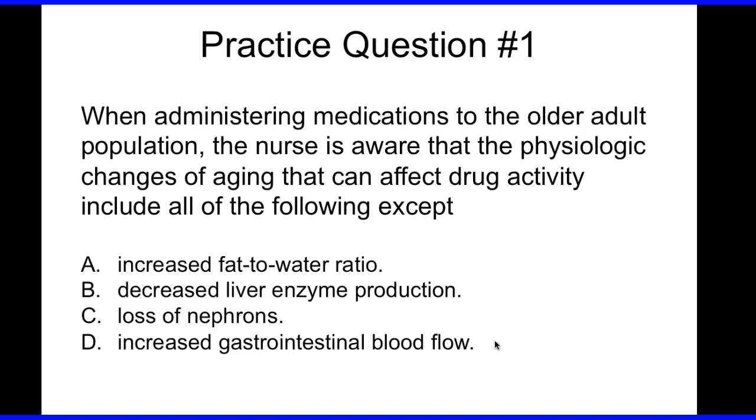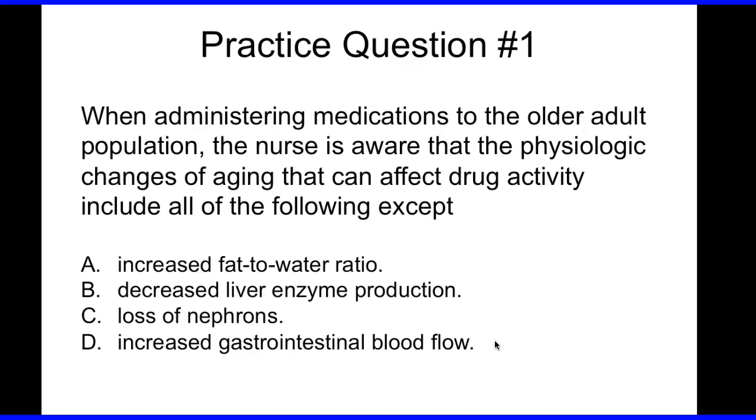So A, do they have an increased fat to water ratio? B, do they have a decreased liver enzyme production? C, do they have a loss of nephrons? Or D, do they have an increased gastrointestinal blood flow?